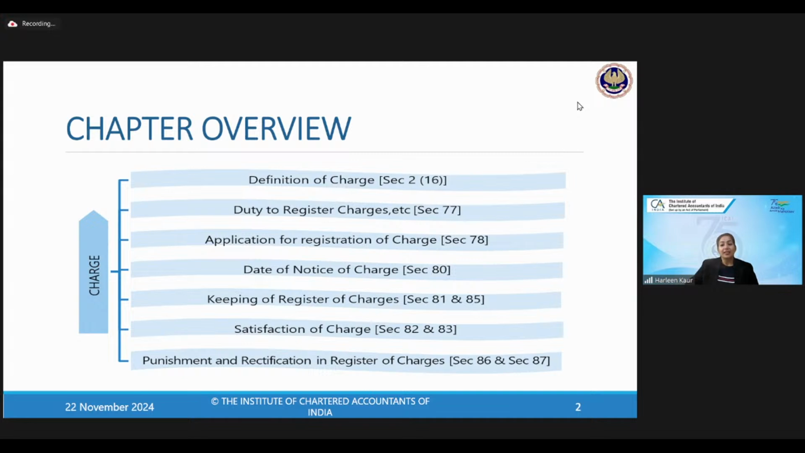And the last, section 86 and 87, deal with the extension of the time period that you are requesting from CG. If you have made any omission or misstatement, what will be the punishments, how the rectification entries can be made, all that we'll be understanding in section 86 and 87.